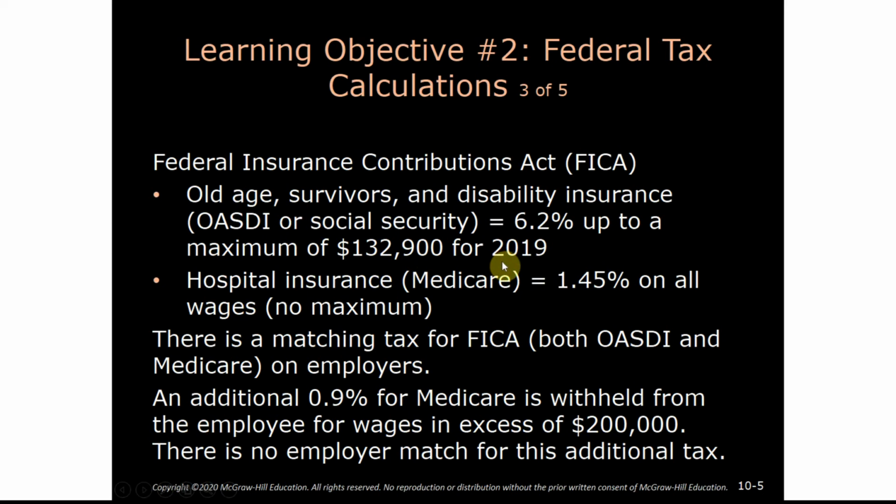What this means is that taxpayers who earn more than $132,900 no longer have any FICA withheld from their paychecks. So there is no withholding for FICA if you earn more than $132,900. When you get down to hospital insurance or Medicare, that's 1.45% on all wages. Here there is no maximum, so everybody pays 1.45%. Now the employer is going to match both of these. So the employer will also pay 6.2% and 1.45% on the Medicare side.